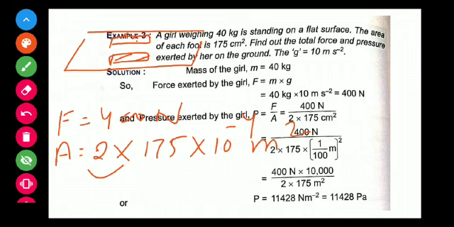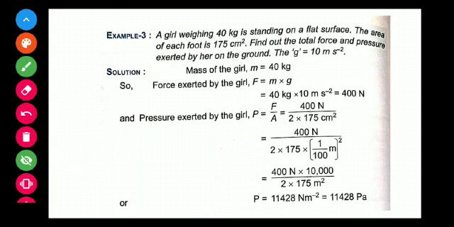This is your value. Now, force is equal to 400 Newton, area is equal to 2 into 175 centimeter square, converted into meter square. After calculation, your pressure is 11,428 Newton per meter square, and 1 Newton per meter square is equal to 1 Pascal. Therefore, pressure is equal to 11,428 Pascal or Pa.